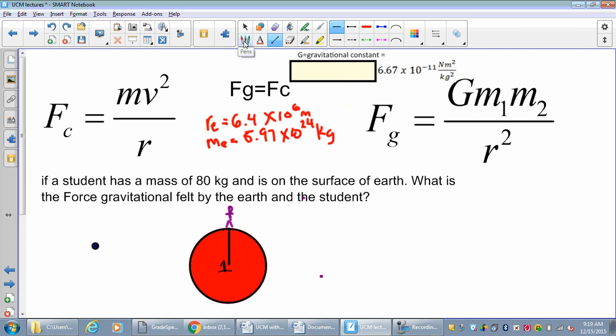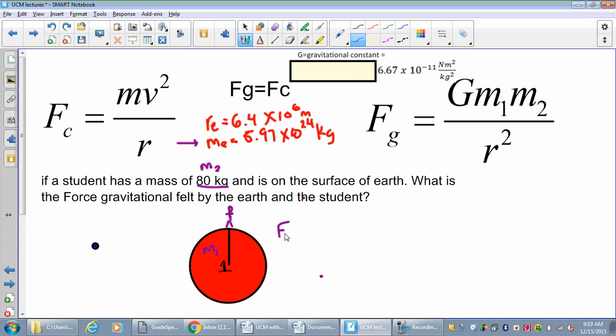Okay, so let's go through and underline our givens. This is mass. We're going to call this mass 2. Earth is going to be mass 1. That's always going to be given to us right here. G is a constant, the gravitational constant. It's always going to be given. And the radius squared is just whatever this radius is, and that's always going to be given as well. 6.4 times 10 to the 6 meters.